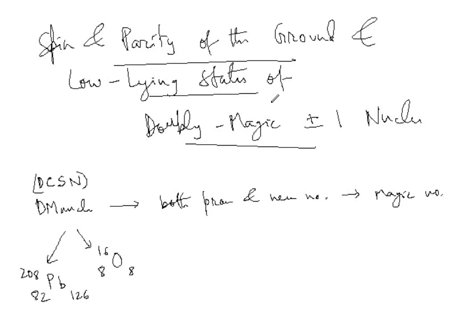Okay. Now you see, one can predict the spin and parity of the ground state of nuclei whose proton or neutron number is smaller or larger than that of a DCSN. So for a DCSN nucleus plus minus 1 proton or plus minus 1 neutron, it is possible to predict the spin parity of the ground state of this nucleus. To some extent we can also explain the spin parity of low-lying states as well. Let me show you an example.